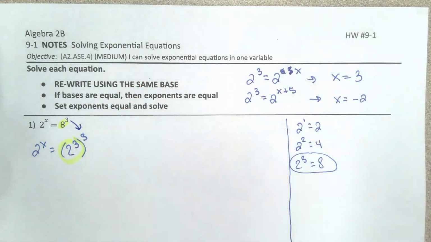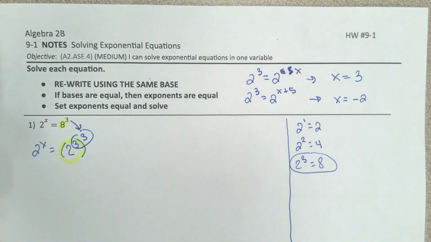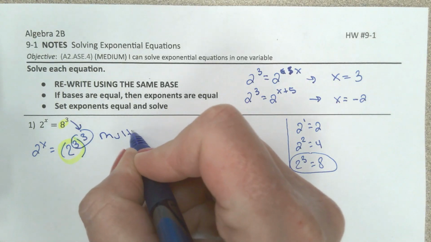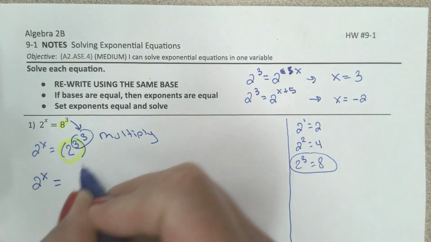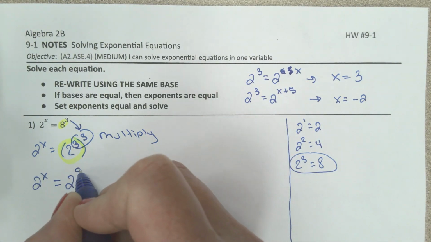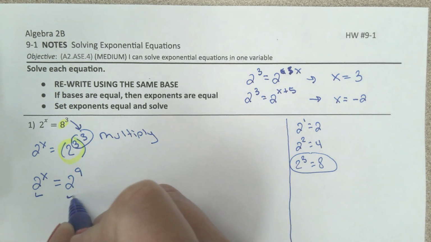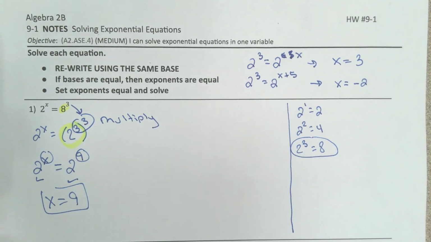And then the exponent, it came down. So now I have an exponent raised to an exponent. So you're supposed to know that when you have an exponent raised to an exponent, you have to multiply these. So 2 to the x equals 2 to the 9th. Now that I have my bases equal, I'm just going to drop them, and I set my exponents equal. So x equals 9.